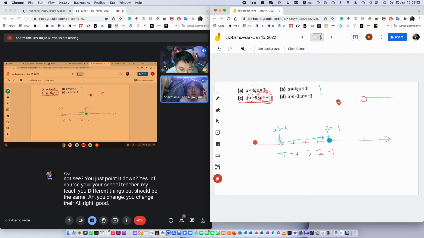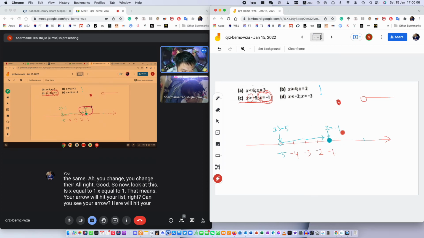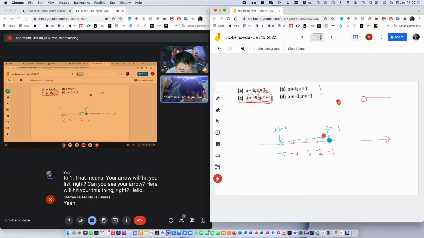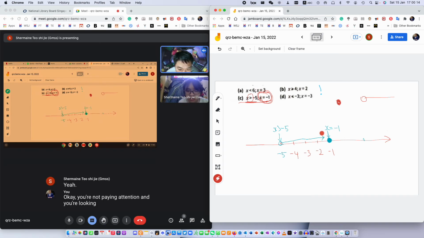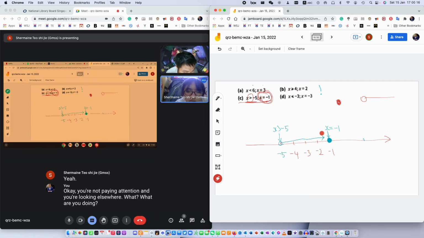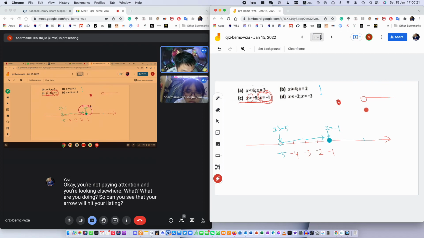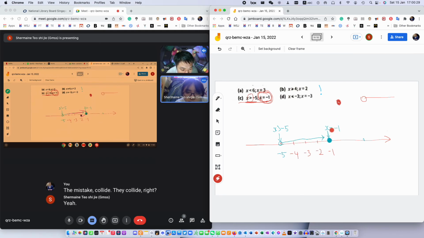Alright, good. So now look at this. Is x equal to negative 1? That means your arrow will hit this, right? Can you see your arrow here? It will hit this thing, right? Hello? You're not paying attention. You're looking elsewhere. What are you doing? So can you see that your arrow will hit this thing? That means they collide. So basically there is a collision.